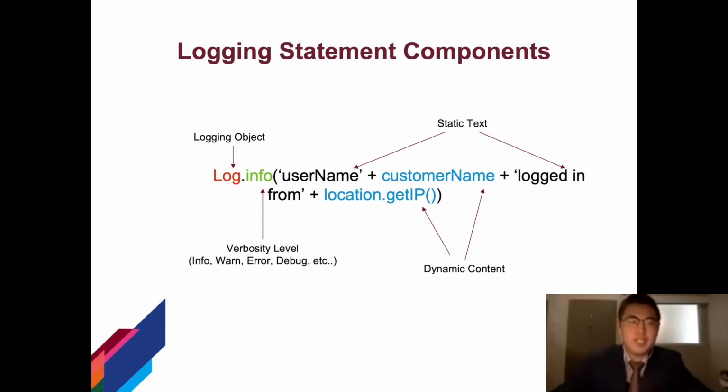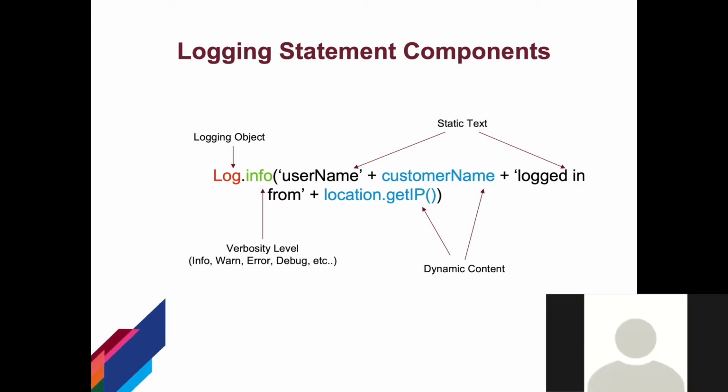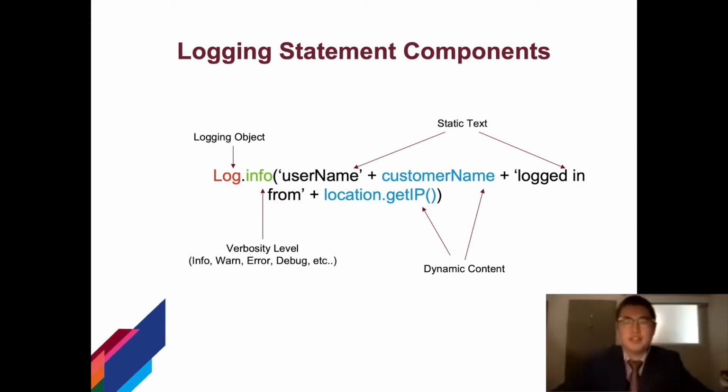First, it's a log object. It's from the Android API. Next is the member function, and we call them the verbosity levels. In this case, it's info, and we still have warn, error, debug, and extra. Inside this log statement, it has a static text, which shows the information to help the developers understand the meaning of this message. And also, it has dynamic content, the custom name and the location get IP. It can be one variable and also can be one function.